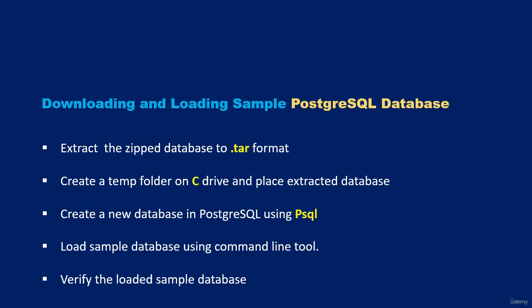In this video, we downloaded and loaded a sample PostgreSQL database. We started off by extracting the zipped database into a .tar format. We created a temp folder on the C drive and placed the extracted tar format into that folder. We then created a new database in PostgreSQL using psql. You have to create a database in order to load the sample database into. So we did that. We then loaded the sample database using the command line tool, and we were able to verify the loaded sample database by running a very basic query on one of the tables in the database.